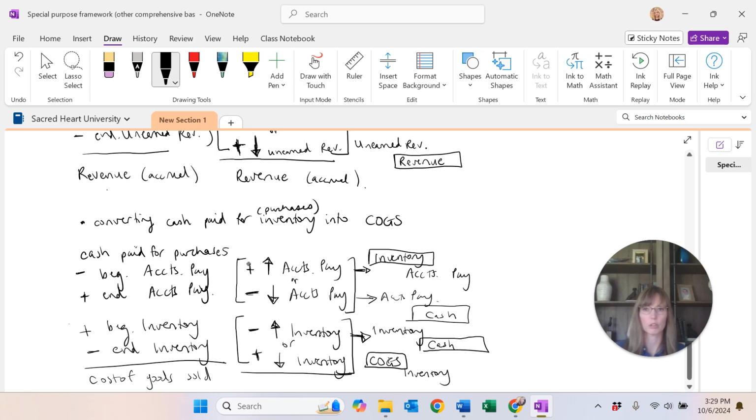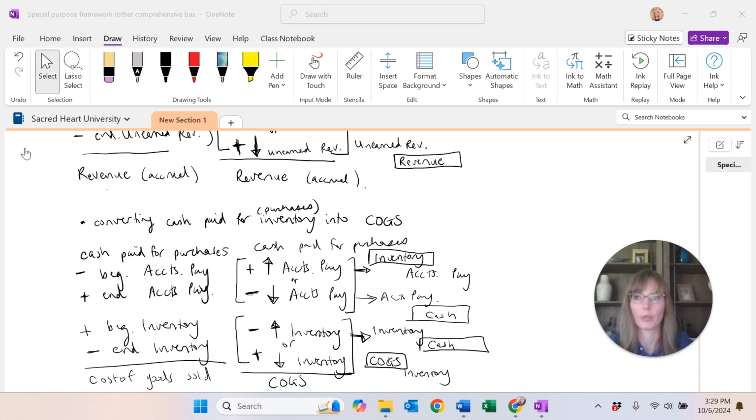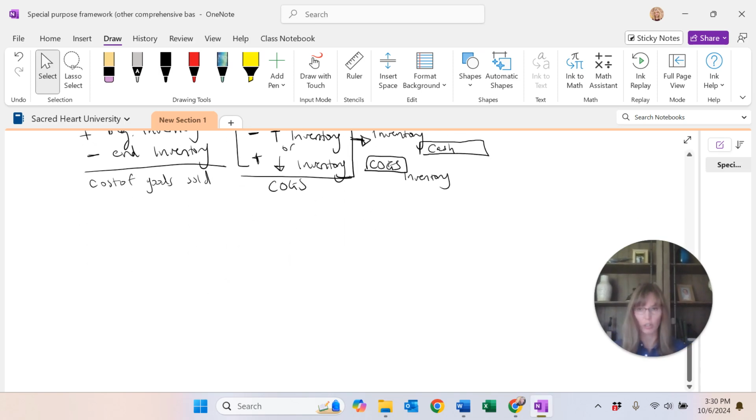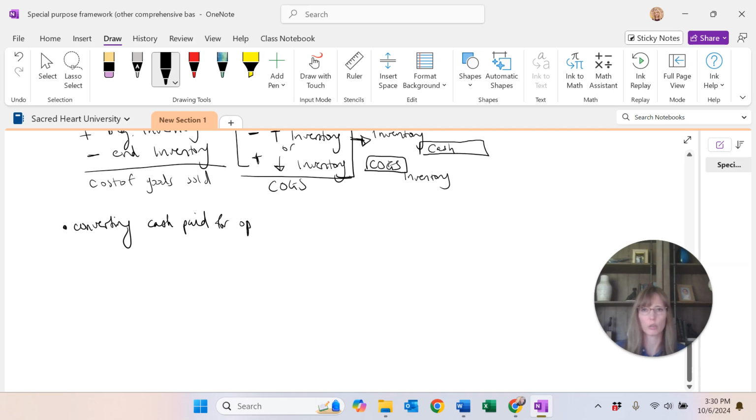So regardless of which method you're using, cash purchases, we get to cost of goods sold at the bottom. And one more set of adjustments. Now we're not going to go through every single type of expense one could see, just these two basic expenses, cost of goods sold and general cash paid for operating expenses. So converting cash paid for operating expenses to accrual basis operating expenses.